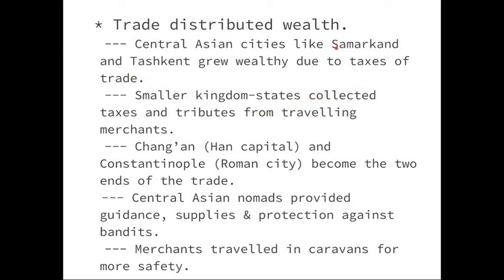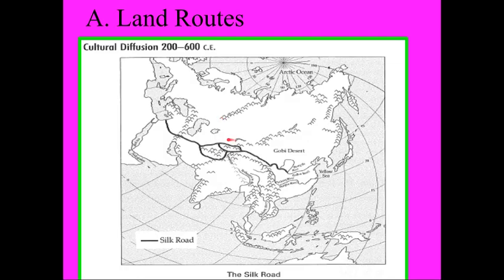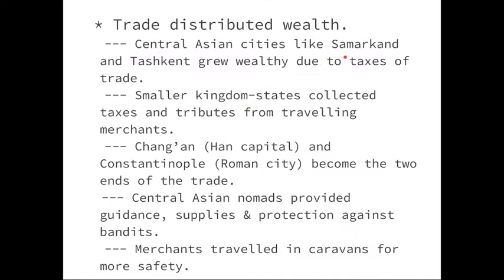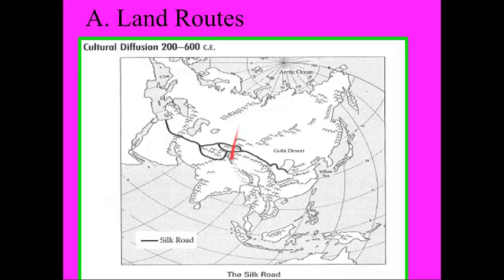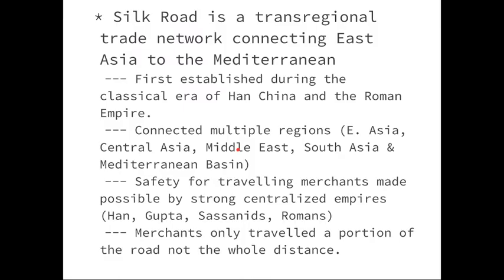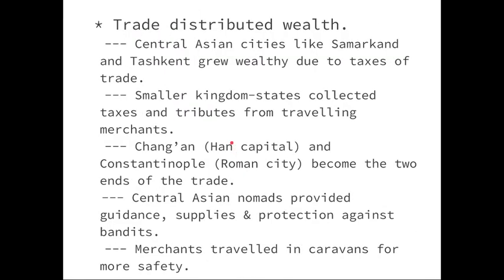So we have cities like Samarkand, which is in Central Asia, right around here. Samarkand becomes a major city because of all these people coming in and out, in and out, right? And we have all these small kingdoms, all these states throughout Central Asia, right? And they become wealthy because of all the taxes that they're charging.